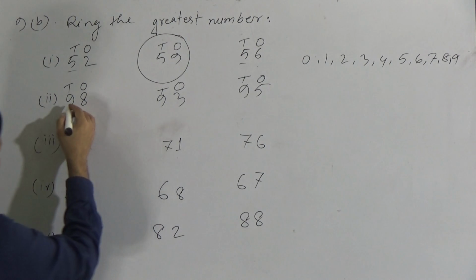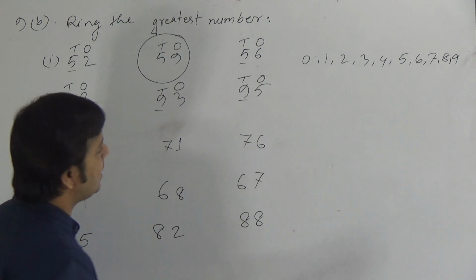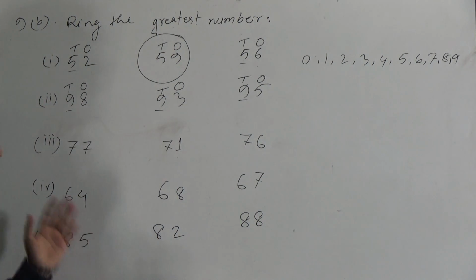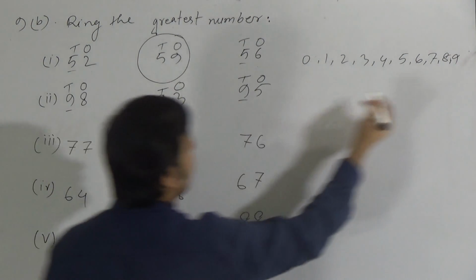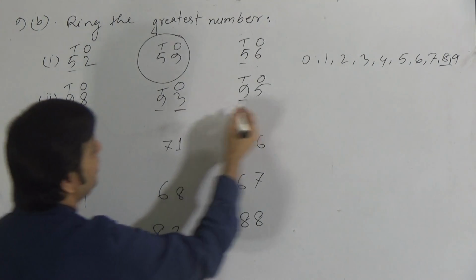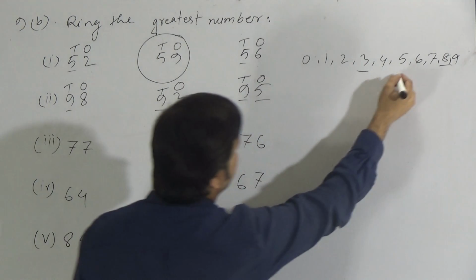Dear students, now notice that tens place is 9, tens place is 9, and tens place is 9. It means that in this case also the tens place is always the same, so we have to compare the ones place. Here ones place is 8, so we can indicate 8. Here ones place is 3, so we can indicate 3. Here ones place is 5, so indicate 5.